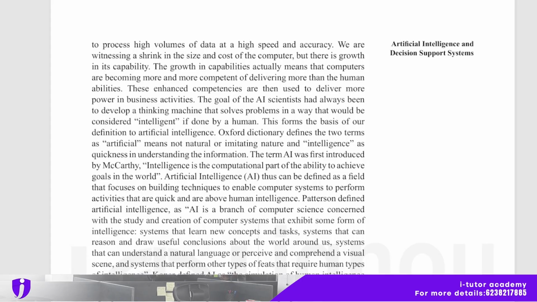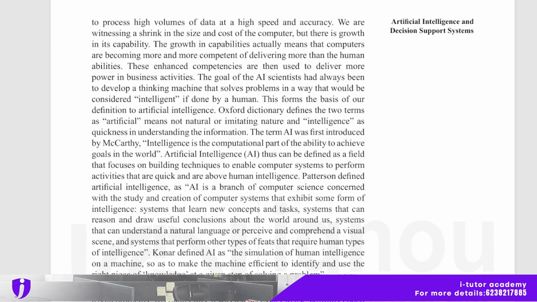The goal of the AI scientist had always been to develop a thinking machine that solves problems in a way that would be considered intelligent if done by a human. This forms the basis of our definition of artificial intelligence. Oxford Dictionary defines the two terms as: artificial means not natural or imitating nature, and intelligence as quick in understanding the information. The term AI was first introduced by McCarthy. Intelligence is the computational part of the ability to achieve goals in the world.